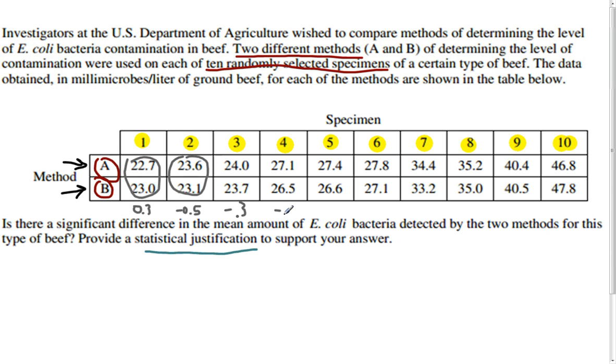So again, we have a negative here. And you do that all the way across for each of these 10 specimens. And so you're going to end up with a single list of 10 numbers. That is the list that you will put into your calculator as your list 1. And instead of doing a 2 sample t-test, you're just going to do a 1 sample t-test, or t-test, in a TI-83/84.